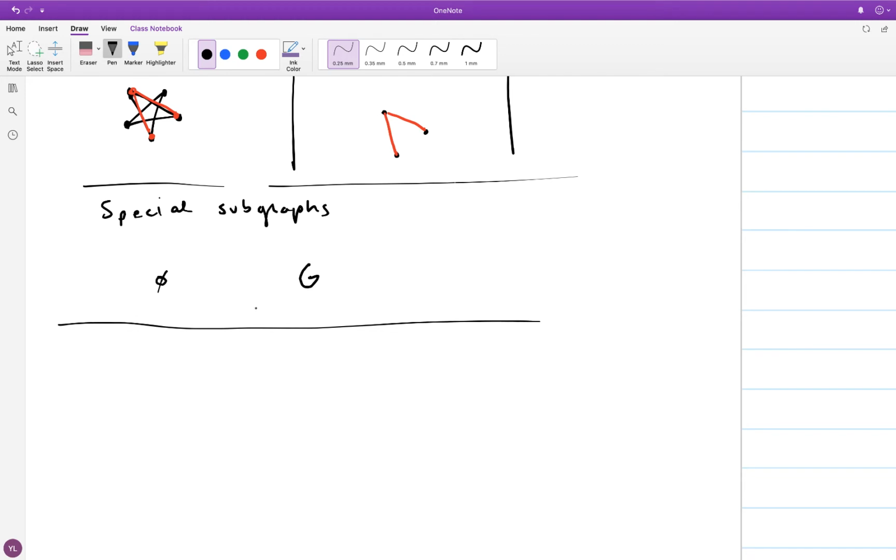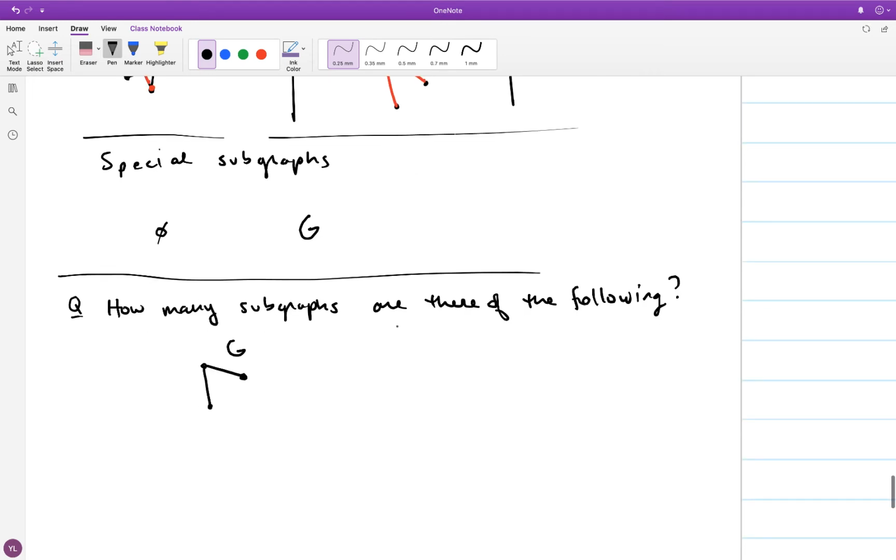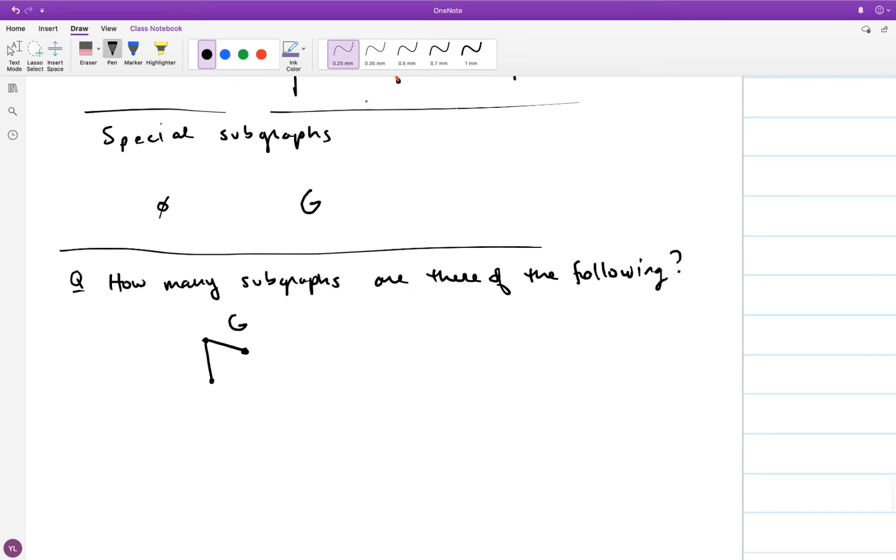Okay, let's practice with the concept just a little bit with a question. Here's a graph G. Let's see if we can figure out how many subgraphs of G there are. Well, there's the empty subgraph, as I mentioned before. And then why don't we organize our count of subgraphs depending on how many vertices they have. So let's number the vertices like this. And let's enumerate all of the graphs that have only the vertex V1. Well, that would just be the V1 graph like this.